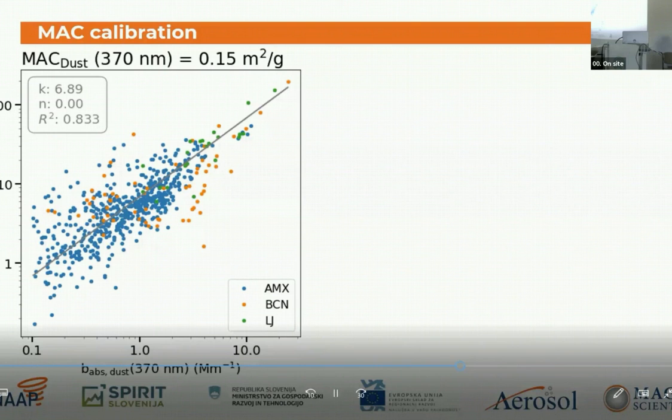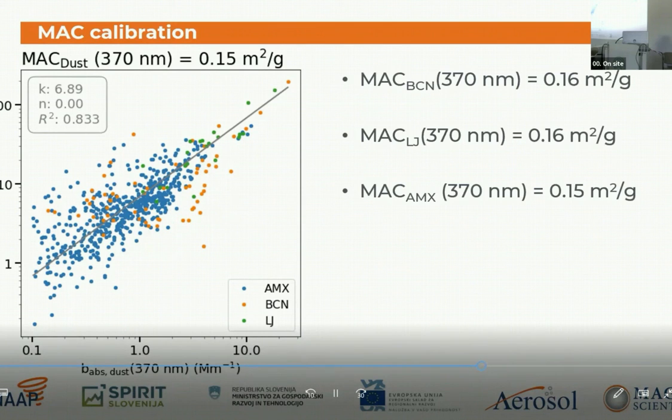The plot is in logarithmic scale because the dust is estimated along 2 orders of magnitude. You can see a nice correlation, especially for higher concentrations, and some more uncertainty for lower concentrations, as expected. The common MEC estimated from the whole data set was equal to 0.15 square meters per gram.